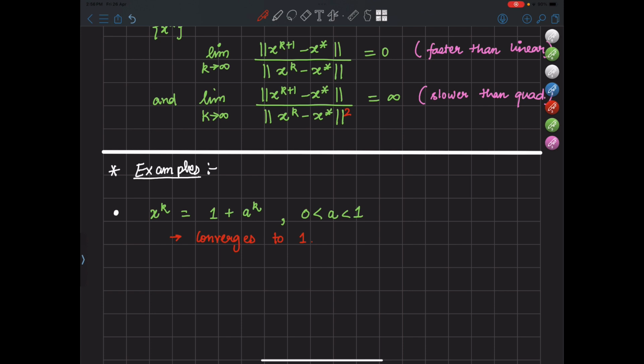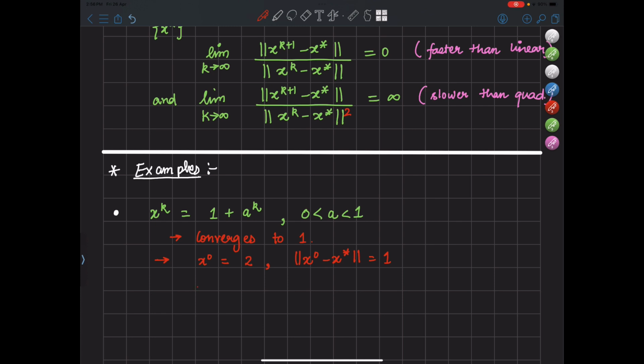Now, how fast does this converge? So let's do some analysis of convergence. What is x naught? Because k is 0, a to the power 0 is 1, plus 1 it will be 2, right? So x naught is 2, which means x naught minus x star is 1, right?